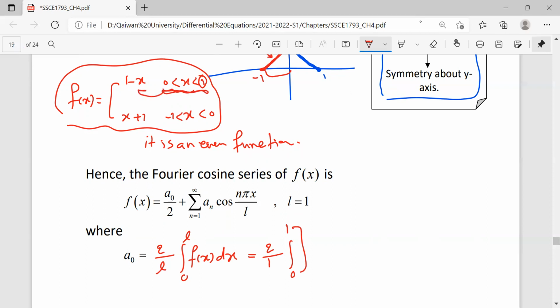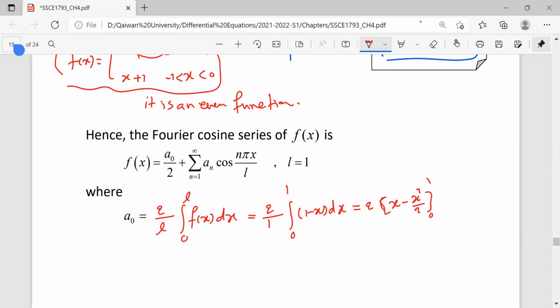The function from 0 to 1 is 1 minus x, so we just take that part. From 0 to 1, we have 1 minus x dx. This equals 2 times the integration of 1 minus x, which is x minus x squared over 2, from 0 to 1. We replace x by 1 first, then by 0.